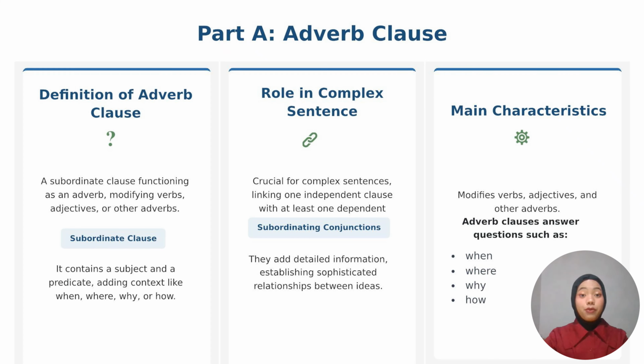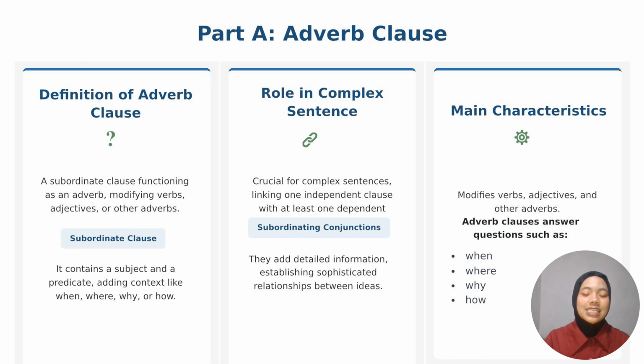Okay, let's begin with part A, which focuses on adverb clauses. An adverb clause is basically a subordinate clause that works like an adverb. It has a subject and a verb, and it gives extra information, such as when something happens, where it happens, why it happens, or how it happens. So it helps us explain actions more clearly.